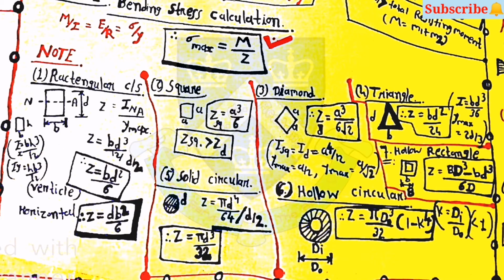Here one more note is there for the values of Z for the different shapes. First one is for rectangular cross section, Z will be B D squared by 6 if the cross section is vertical, and for the horizontal, Z will be D B squared by 6. Then for the square, Z of square is greater than Z of diamond. Z of square is equal to a cube by 6, and Z of diamond is equal to a cube by 6 into root 2.